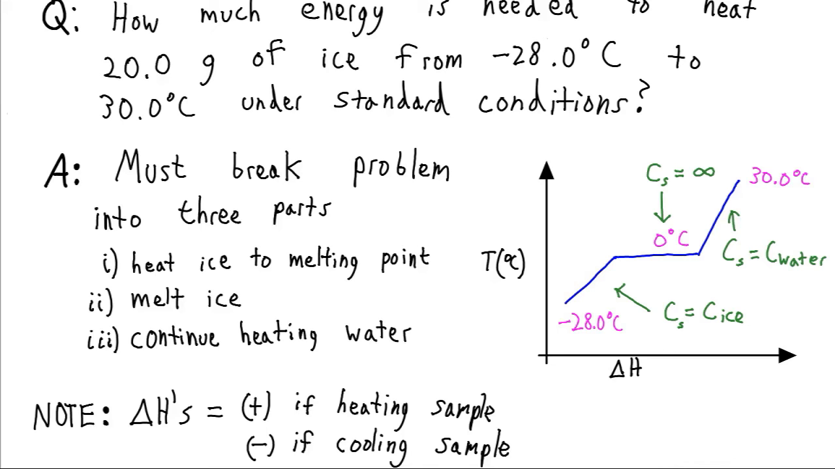If we were cooling the sample, then this graph would be flipped. We would start up high, go down to this transition point, and then continue down, and the quantities would all be negative. We want to make sure that we're consistent about those. And probably if you ever find yourself adding some quantities and subtracting some other quantities, you've made a mistake.